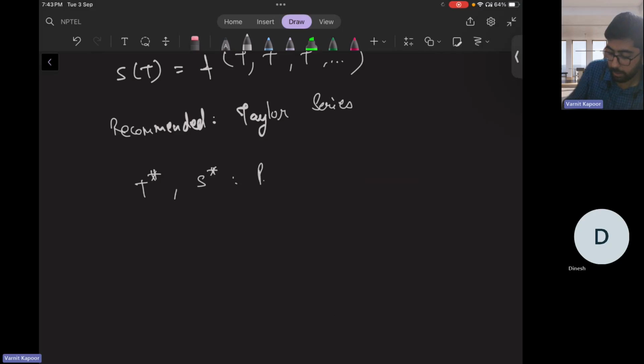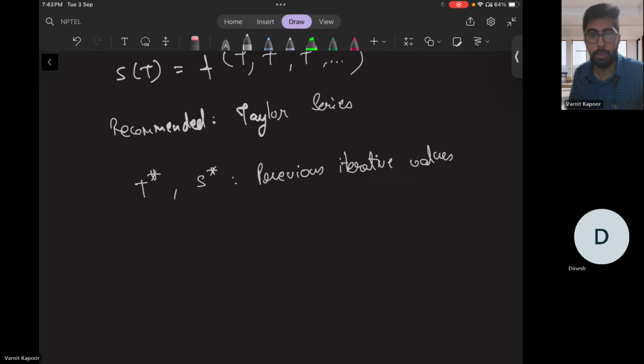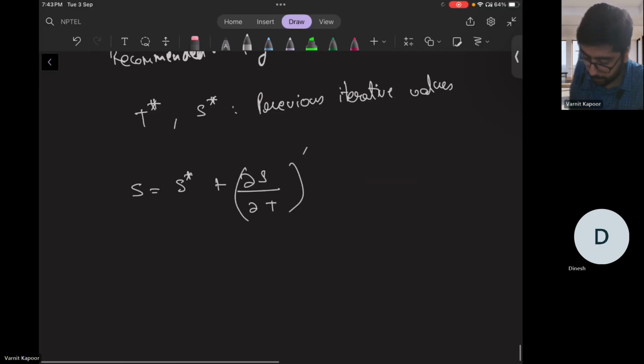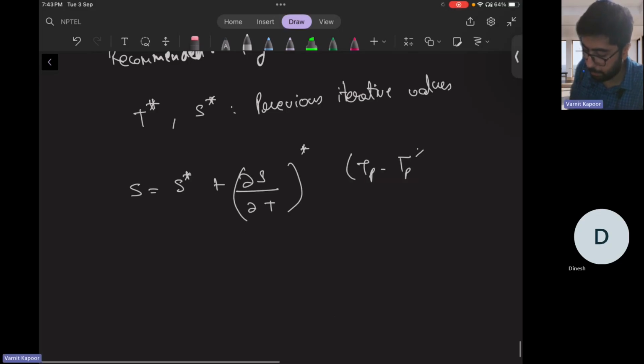I'm writing this: previous iterative values. So what you can say, S is nothing but S star plus, by Taylor's expansion, dS by dT at S star into T at P minus T at P star. Only the first term, because we are neglecting the higher order terms. Linearized.